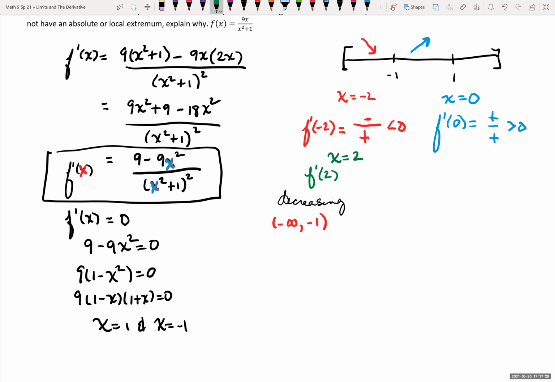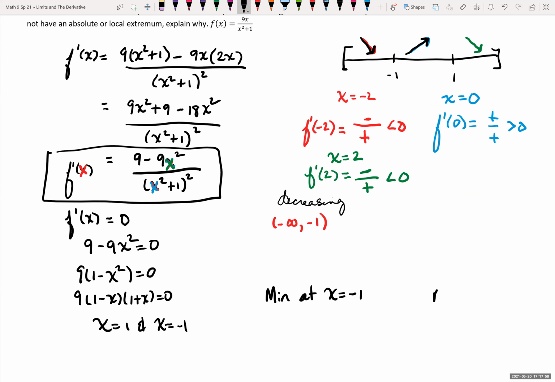And plugging in 2 into the derivative, we get a negative number in our numerator over a positive, which is less than 0. So this is decreasing. So it looks like we have a local max and a local min. Something that's coming down and decreasing to increasing is a min. So we have a min at x equals -1. In a minute, we'll find out what that point is.